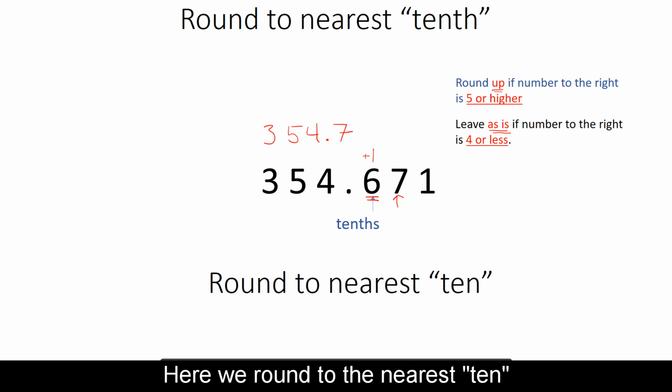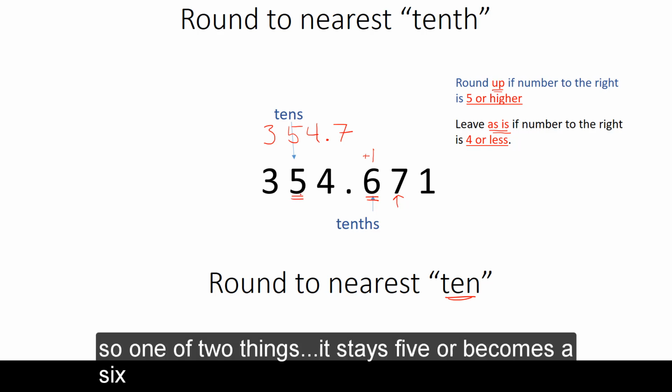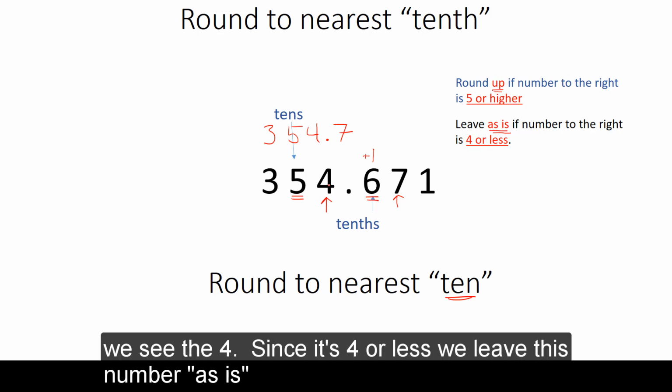So here they want us to round to the nearest 10. Okay, so let's locate the place value there. It's kind of getting a little messy here, but I'll underline it. The 5 is in the tens place value. So one of two things: that stays 5 or becomes a 6. We look to the right, we see a 4. Since it's 4 or less, we're going to leave this number alone.